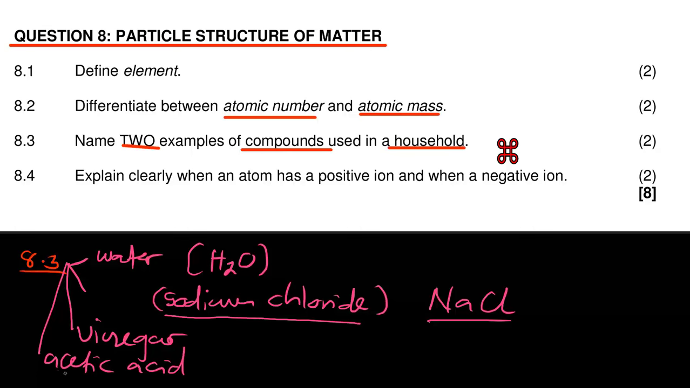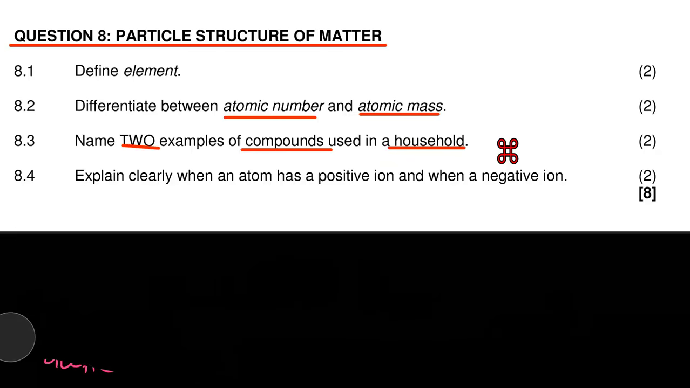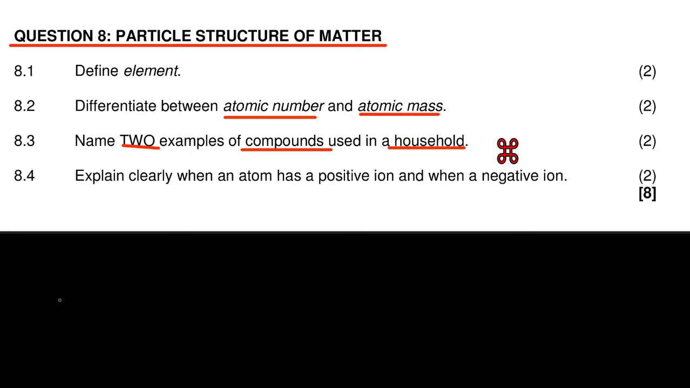This is the one that you find in lemons, because lemons have acetic acid. So there are many different compounds that you can think of, a lot of them. As long as it is a chemical, you can call that a compound that is used in the household. The common one, whenever they bring it up in this question, think of sodium chloride, which is table salt, as well as water.